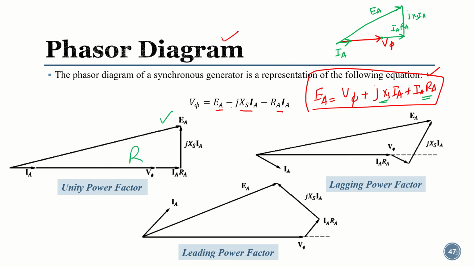If you talk about the lagging power factor, which is your inductive load, in this case we draw the V phase, and here comes the current, which will be lagging. Then the voltage drop across the resistance and the 90 degree voltage drop across the reactance, and that will be my EA voltage. For the capacitive load, V phase, and the current will be leading. Then the resistive drop comes here, and this will be the reactance, and if we combine from head to tail, that will be my EA. So this is the phasor diagram for the three different cases.